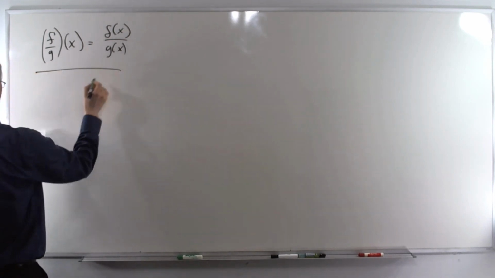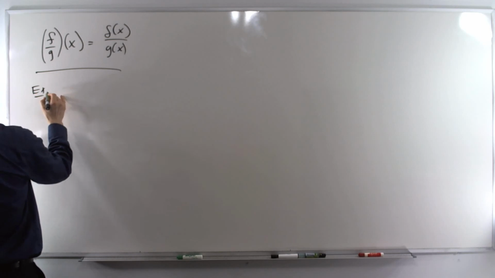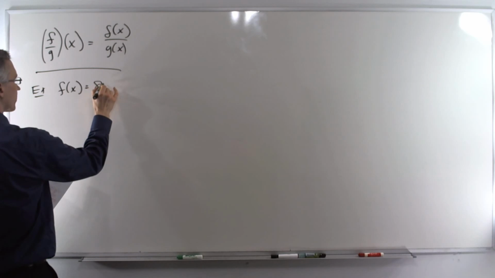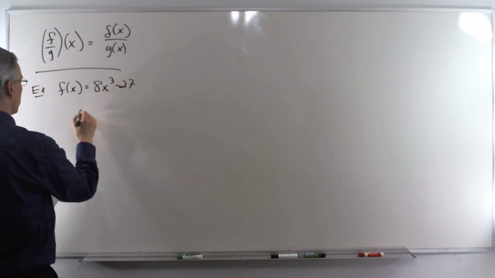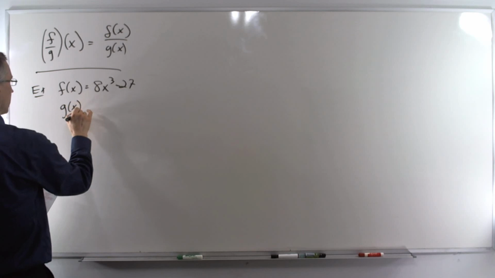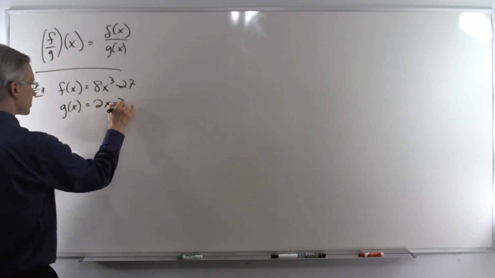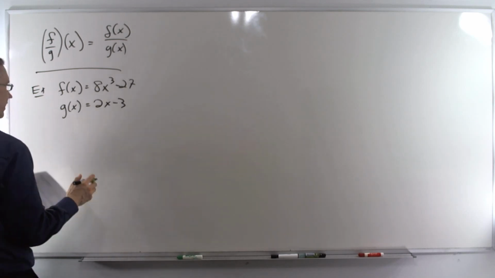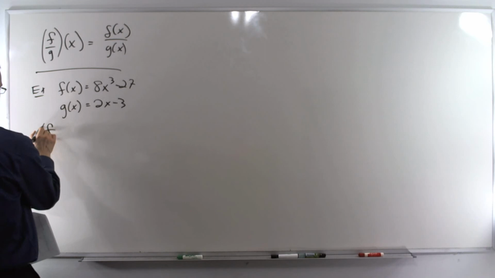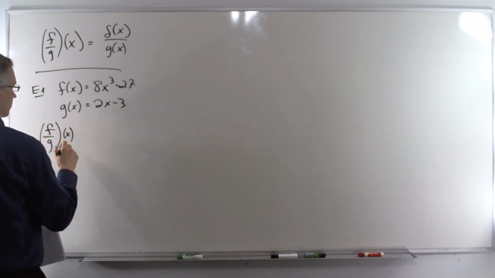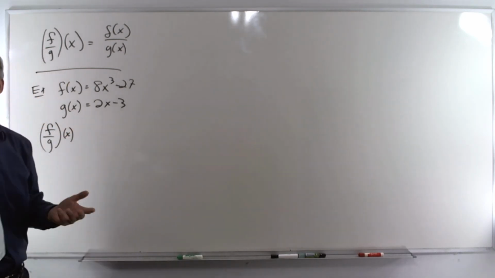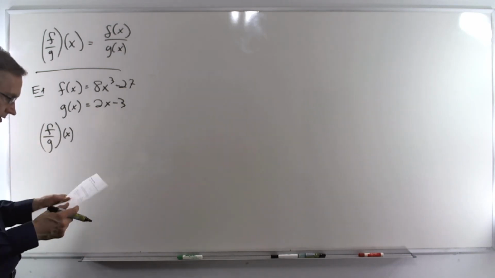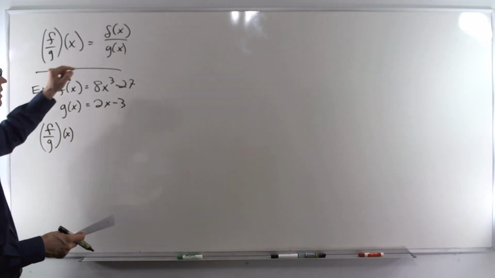All right, so first example, we're going to define f of x to be 8x to the third minus 27. And g of x, define that to be 2x minus 3. All right, now we're going to do f over g of x. So now we're going to do polynomial division just like before. Just we're starting off the problem with a different notation. That's the only difference. And then excluding values from the domain.